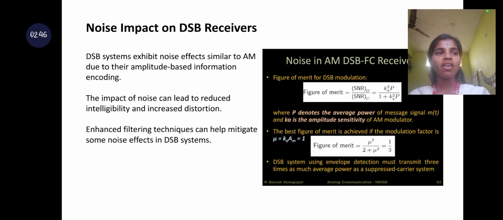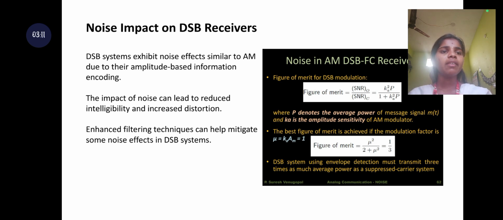Noise impact on DSB receivers. DSB systems exhibit noise effects similar to AM due to their amplitude based information encoding. The impact of noise can lead to reduced intelligibility and increased distortion. Enhanced filtering techniques can help mitigate some noise effects in DSB.